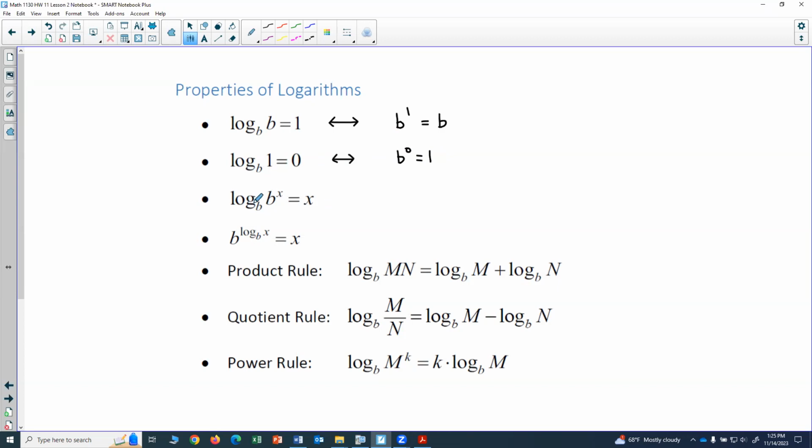The next two, log base b of b to the x equals x, and b to the log base b of x equals x, both come from the fact that log and exponential are inverses. So if I had f of x equals b to the x and g of x equal to log base b of x, these two functions are inverses. So they are inverse functions.